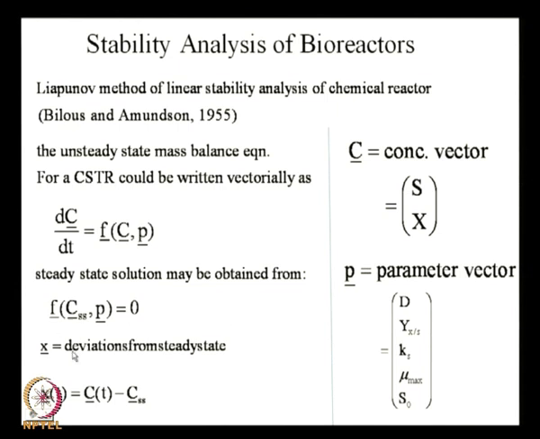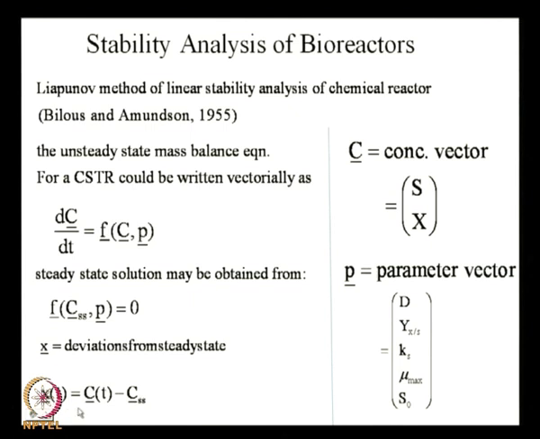Now x is defined as a deviation from the steady state. Why do we define the deviation from the steady state? Because we want to study how this deviation would change as you go away from the steady state. If this deviation is going to increase with time, then the system is unstable. If this deviation x of t is going to decrease with time, then the system is stable. So that is a basic definition. That is what we are aiming towards at all points of time.